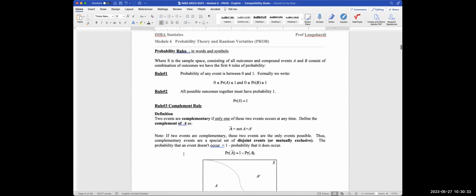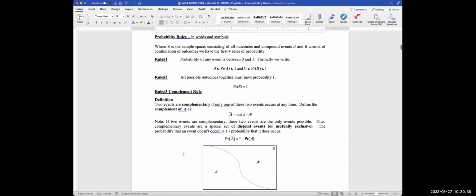Then I do an overview of the rules of probability. There are 6 rules, and we've used them all so far in our overview and then my little introduction. Rule number 1, all probabilities are between 0 and 1. They cannot be negative. They cannot be more than 1. Rule number 2, all possible outcomes together must have a probability of 1 or 100%.